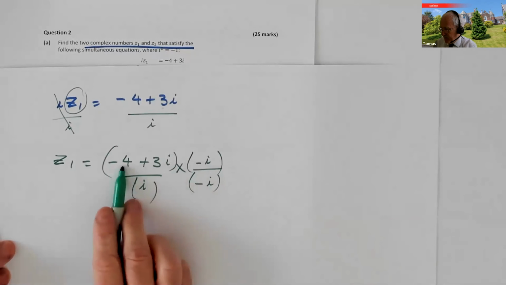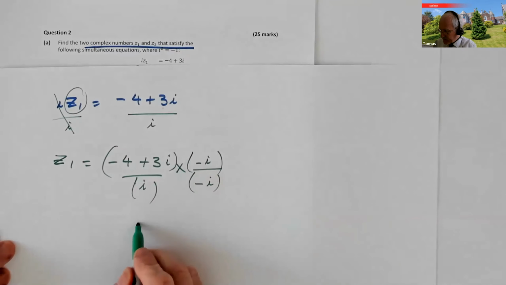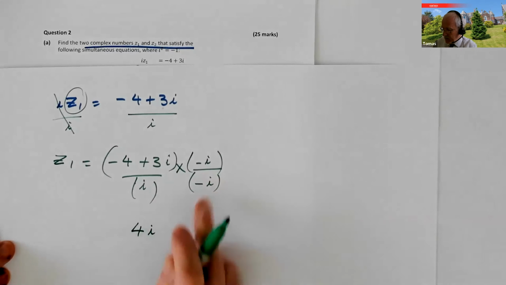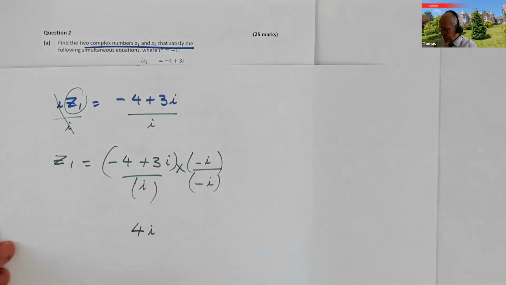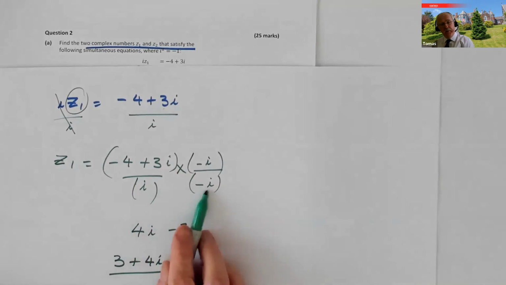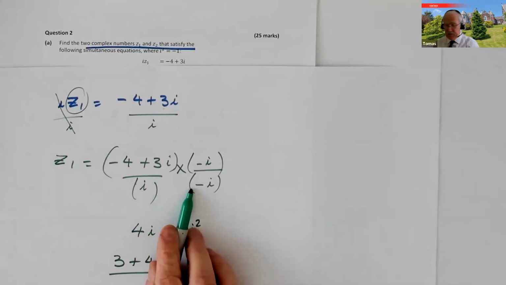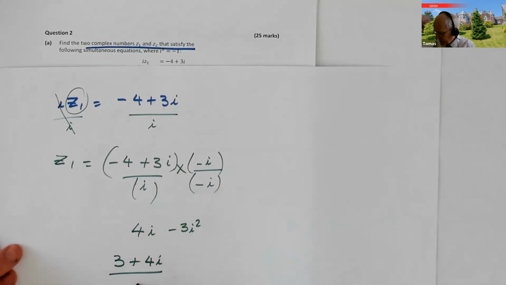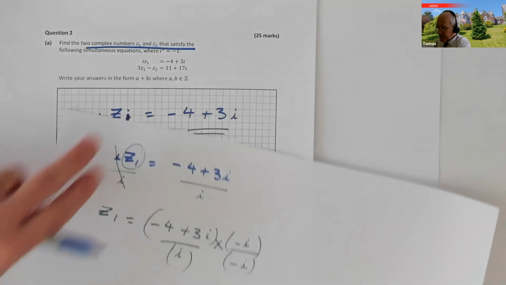So I'm going to multiply the 4 by the minus, so that should give us 4i, I think, because the two minuses should cancel. The 3i by i should give me 3i squared, but there's a minus, and the i squared is minus anyway, so I think that's going to be 3 plus 4i on the top. On the bottom, i by i would be i squared, would be minus 1, but with a minus, it would be just 1. So Z1 is equal to 3 plus 4i. So that's the first answer.